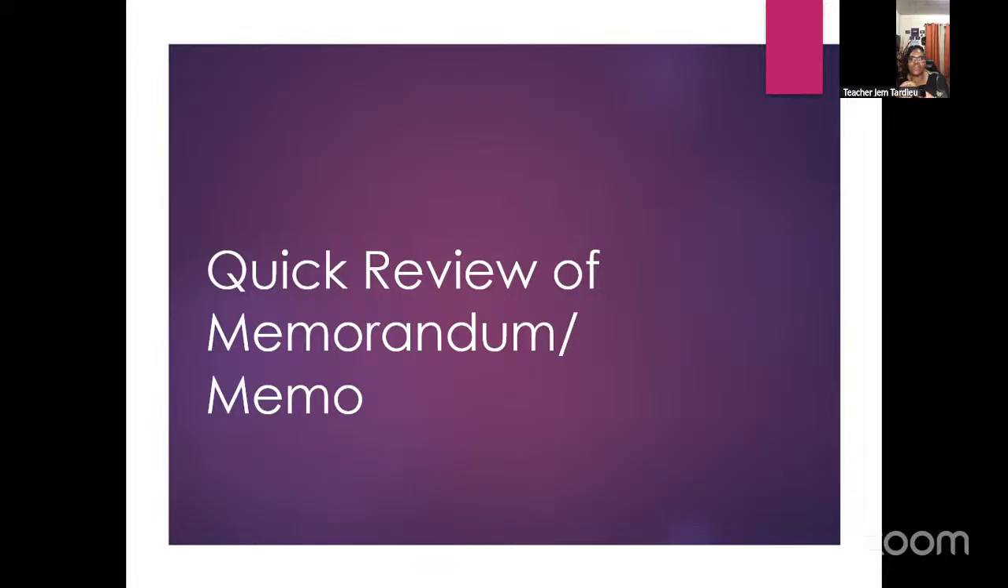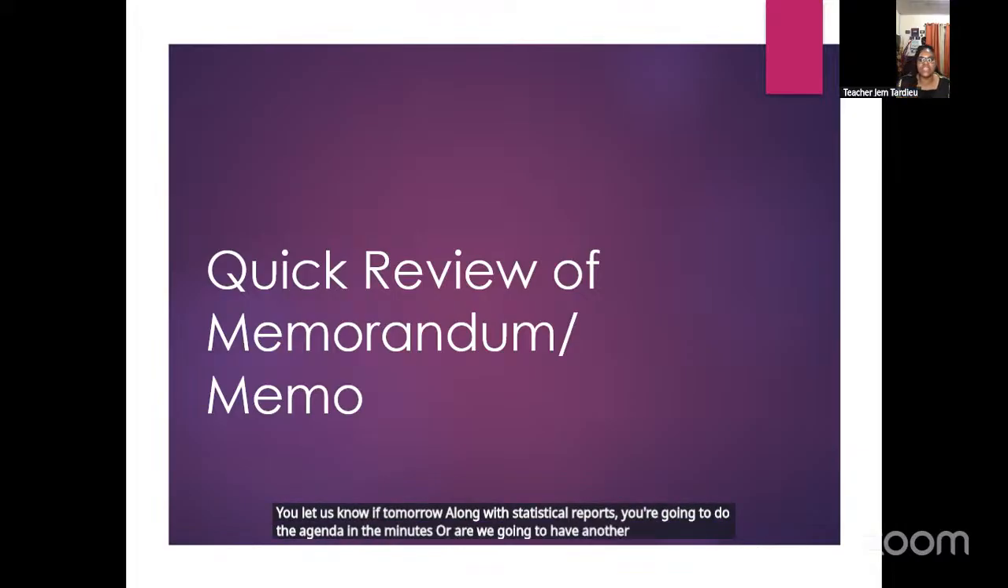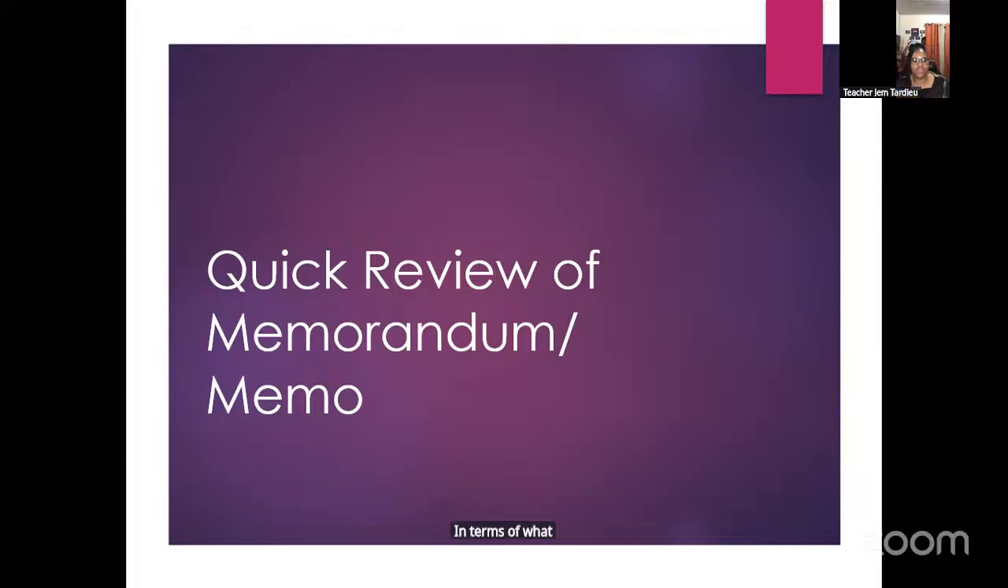You let us know if tomorrow, along with the statistical report, you're going to do the agenda and the minutes, or are we going to have another session? I guess we will update the students in terms of what we plan going forward for those two. But let's look at the memo.